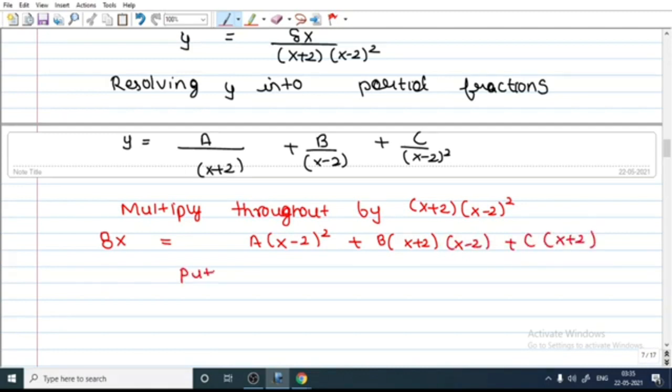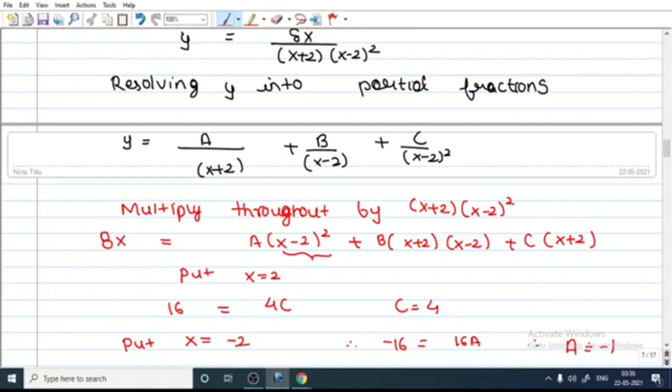Put x equals 2. The moment you put this, the left side will become 16, a will become 0, b will become 0, c will be 4c, so c equals 4. Put x equals minus 2, therefore minus 16. This a will become 4 minus 4, which will be 16a, the rest will be 0, so you are getting a equals minus 1 and c equals 4.